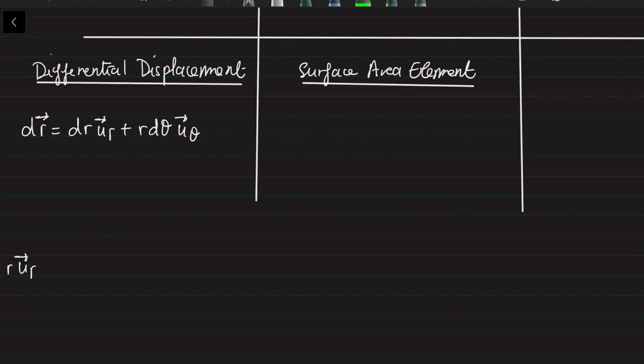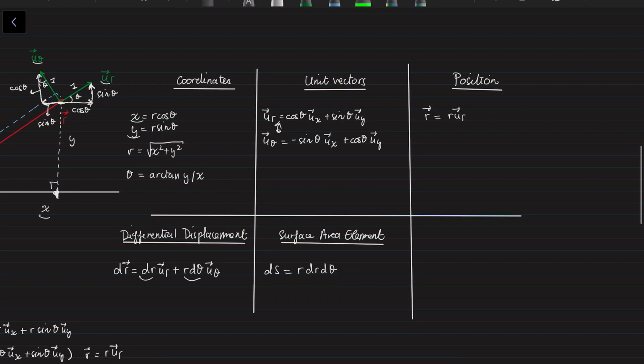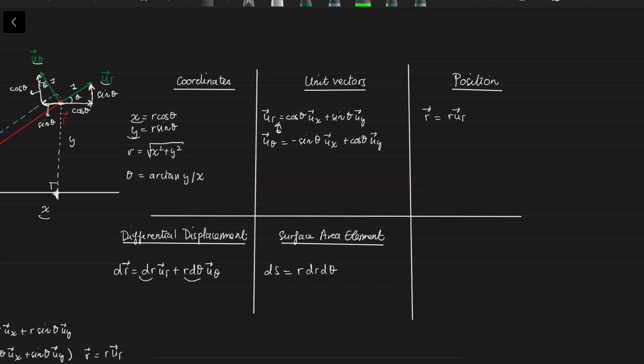There's no volume anymore because we're only in 2D. And remember I said that the surface area element is just the area that I'm sweeping as I go from r to r plus dr. The way to find the surface area element is to multiply the different components of dr. So this gives us ds equals r dr d theta. This is how you find the coordinates, the unit vectors, the position vector, the differential displacement, and the surface area element in polar coordinates.